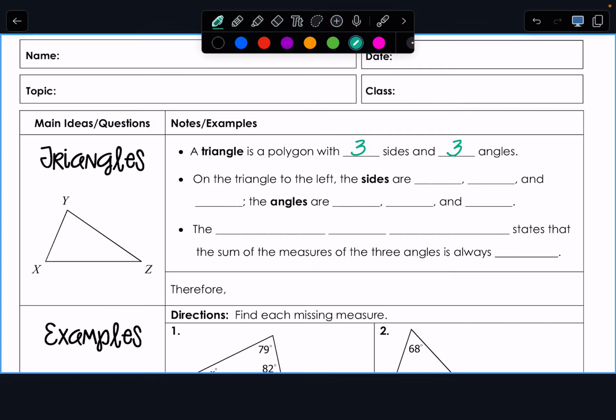Okay, so over here, we have a triangle XYZ. So when we name the sides, we're going to use 2 letters. So we have 3 sides. We have sides XY, YZ, and XZ. Those are the 3 sides that make our triangle.